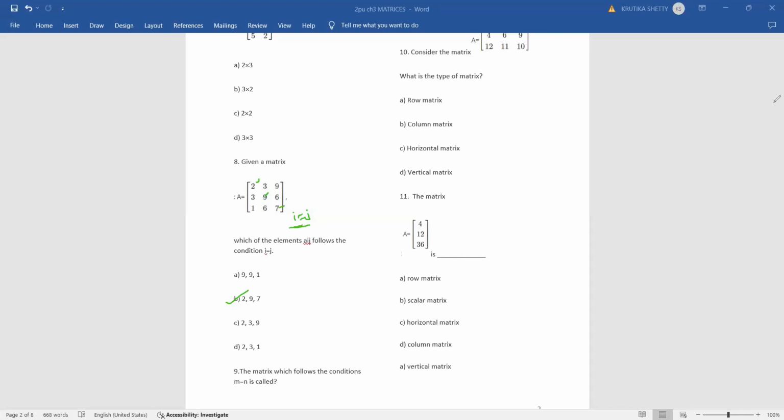Then the ninth question over here: the matrix which follows the condition m is equal to n is called, so already we discussed it. M is equal to n is called a square matrix. This question is covered.